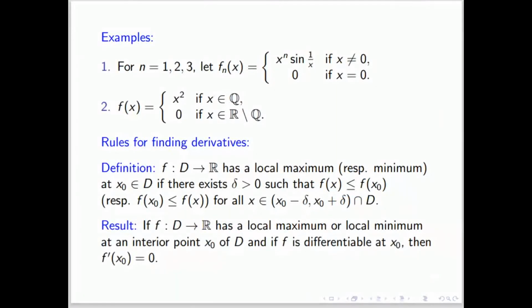Now this result is very much important. How many of you have seen this result in the previous class? If f from D to R has a local maxima or minima at an interior point x naught of this domain, and the function is differentiable at that point, then its derivative must be 0. How many of you are familiar with this result?